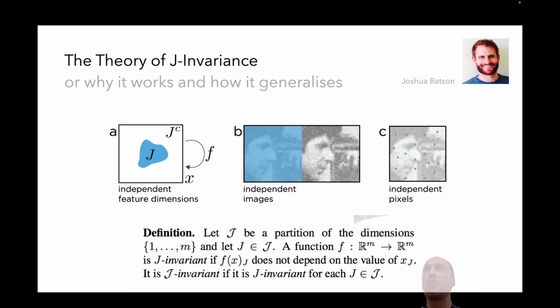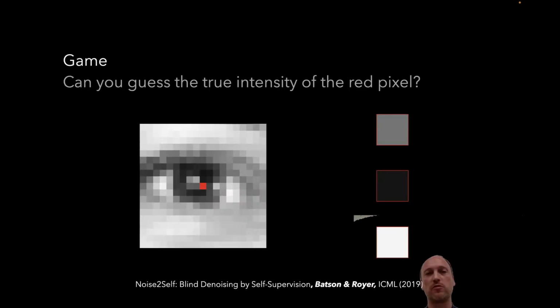So we have a way to tune the meta parameters or parameters of a denoising algorithm perfectly without any ground truth, right? So that opens up a lot of opportunities. I will not go into the details of the theory because it's a talk in its own right, but I will try to convey the intuition of how noise to self works.